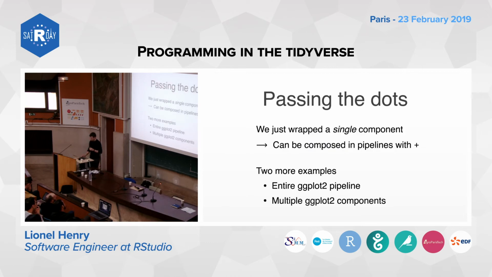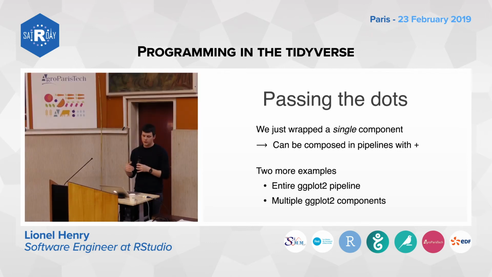So here we have wrapped a single component, which can be composed in pipelines with the plus operator. And we'll see 2 more examples with multiple components. The first one wraps an entire ggplot2 pipeline, and the second is about merging multiple components into one.